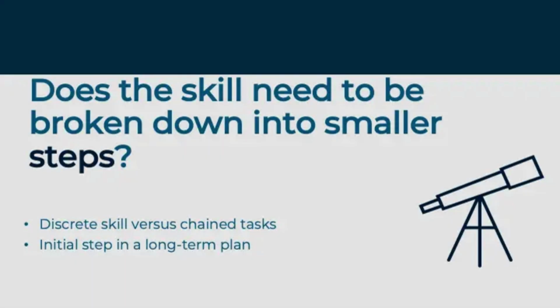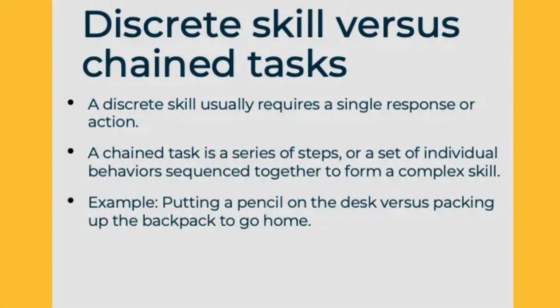Many teams want to get the individual to the finish line as quickly as possible. Selecting a replacement skill that is too difficult or has too many steps will impact the student's learning and the sustainability of the instruction. The team will be selecting a replacement skill that falls into one of two categories. They may initially select a skill that is discrete, meaning that it only requires a single response or action. They may select a skill that is a sequence of responses to perform a complex skill known as a chained task. The team should select a skill that is short, easy to teach, and allows that individual to get their function or need met quickly.